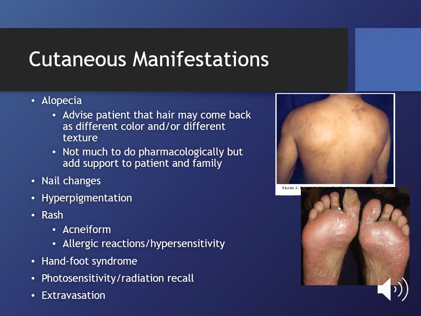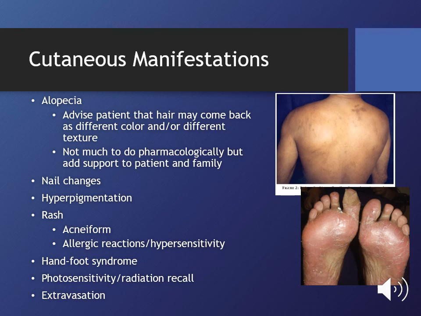Hand-foot syndrome involves peeling, swelling, sores, redness, tingling, or numbness that occurs in the hands or the feet. This can occur with our kinase inhibitors, but also more commonly with 5-fluorouracil and capecitabine. Some drugs are photosensitive, and there are some chemotherapy drugs that are associated with what's known as radiation recall.